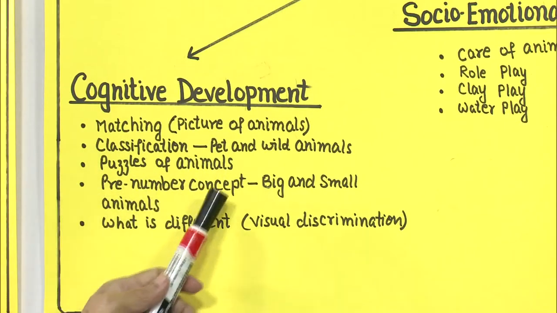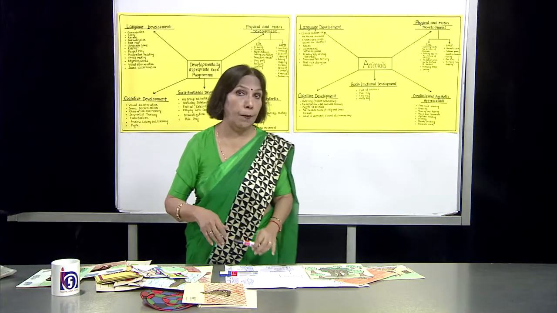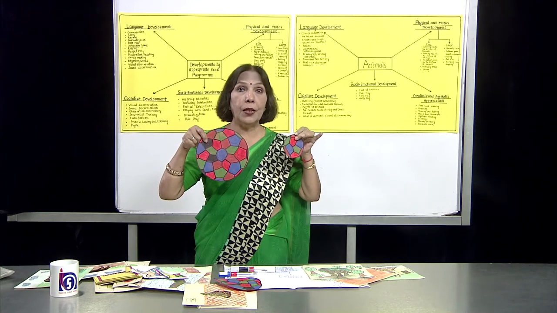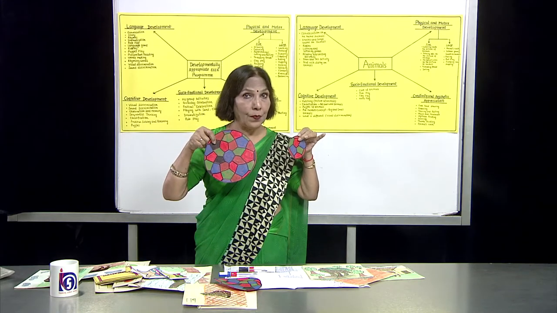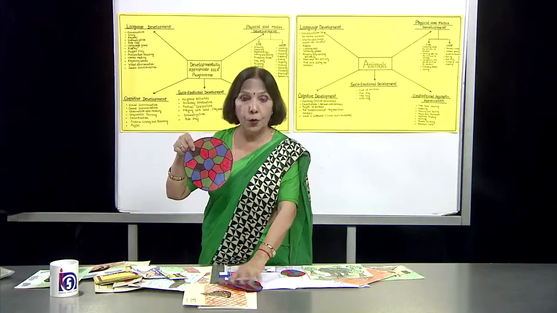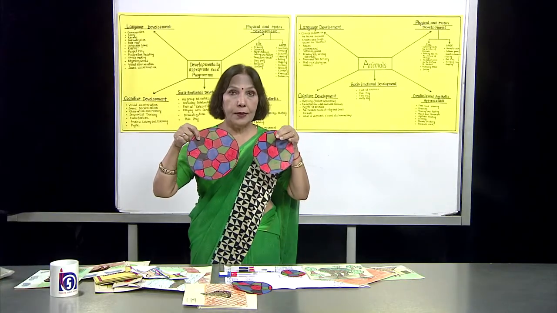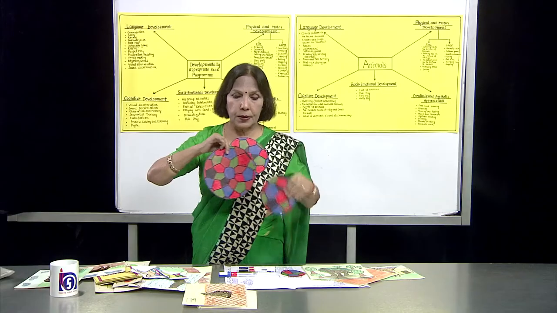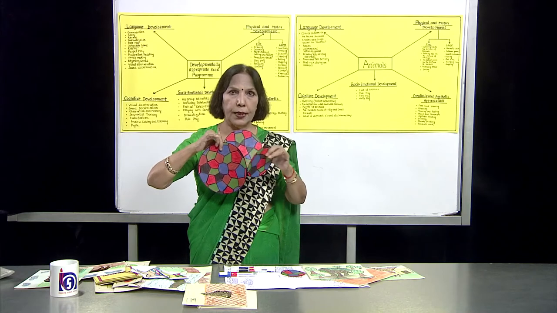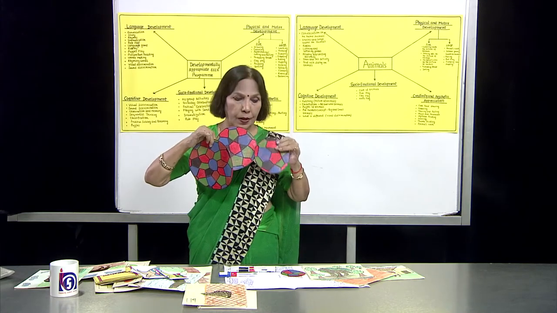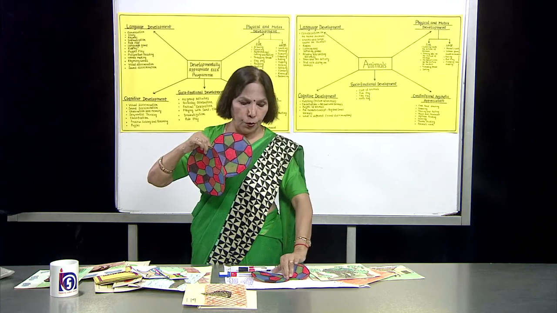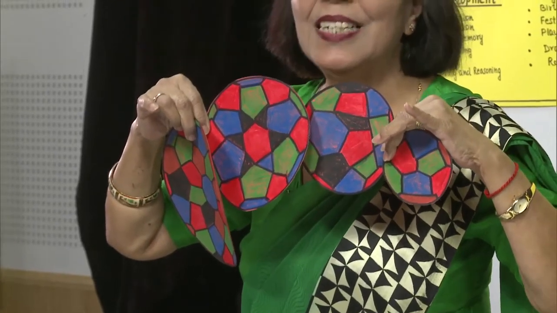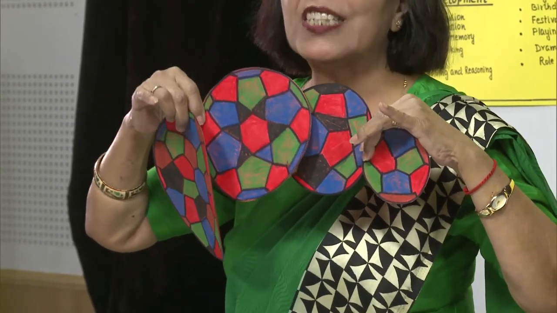Then comes pre-number concept, big and small. So big and small. Add one more size. This is big and small. Add one more size. This is the biggest one. This is smaller than this, and this is the smallest. And one more size. So ask them to arrange in serial order. And this is called seriation.